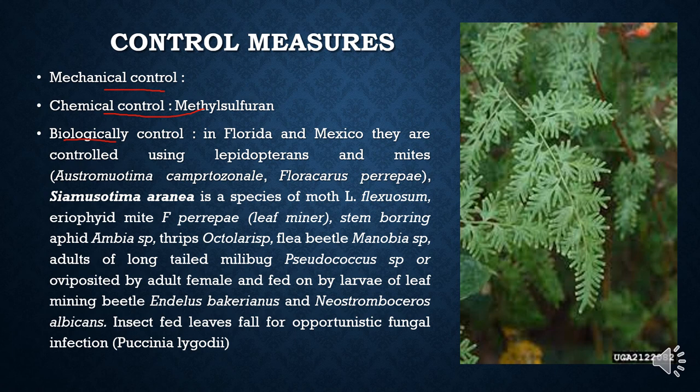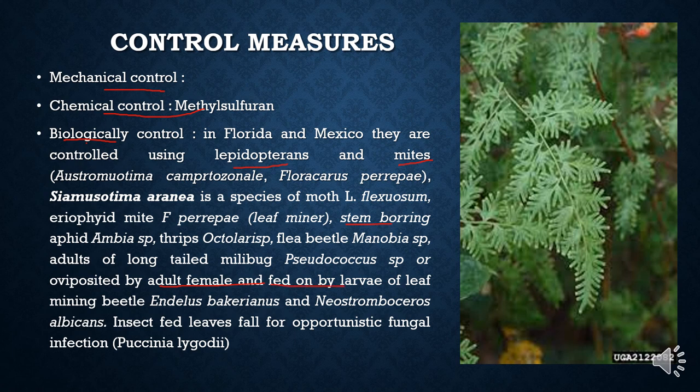On the other hand, biological control is very specific, where the plants are fed on by specific types of insects and infected by specific types of pathogens. Those pathogens as well as insects are used in biological control because they are very specific to a particular species. Mostly lepidopterans, that is butterflies and moths, as well as mites and many other stem boring and leaf mining insects are found that are specific to particular species of Lygodium. Sometimes the adult insect feeds on the leaves.